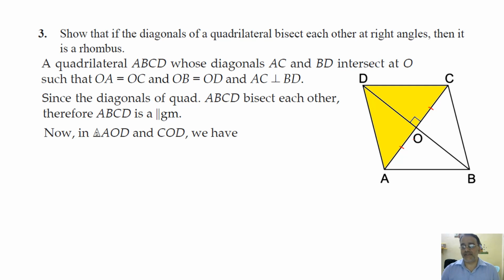OA is equal to OC. We have to prove AD is equal to CD. We have to prove rhombus. How can you use the property of rhombus? This is not given. AD is equal to CD, that we have to show.